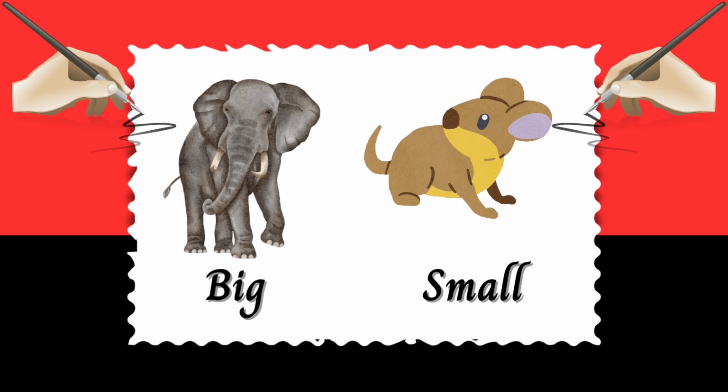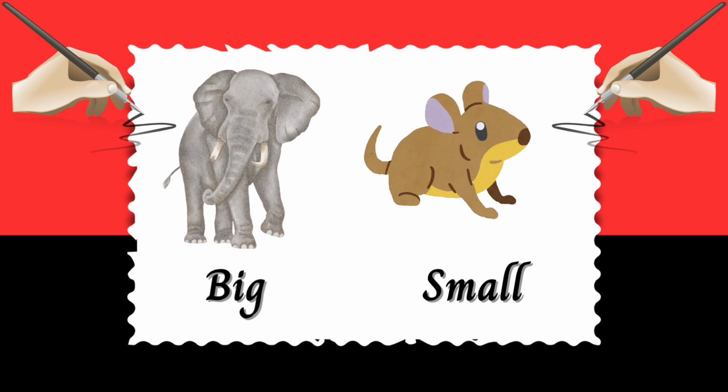1. Big and small. Big refers to something of considerable size. Small refers to something of limited size. Example, the elephant is big, but the mouse is small.